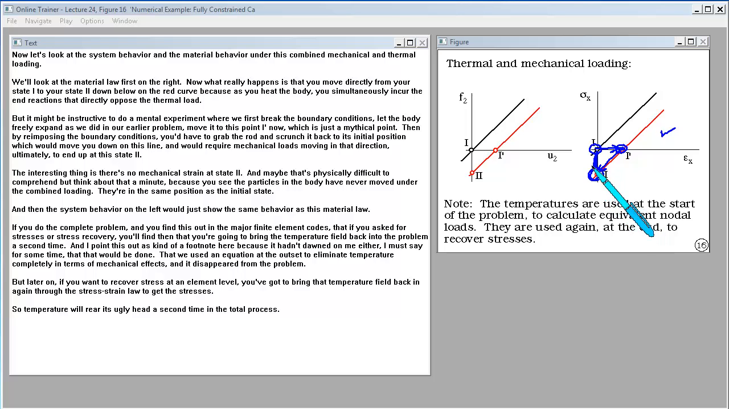The interesting thing is there's no mechanical strain at state 2. Maybe that's physically difficult to comprehend, but think about that a minute, because you see the particles in the body have never moved under the combined loading. They're in the same position as the initial state. And then the system behavior on the left would just show the same behavior as this material law.